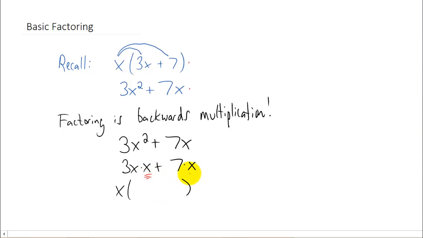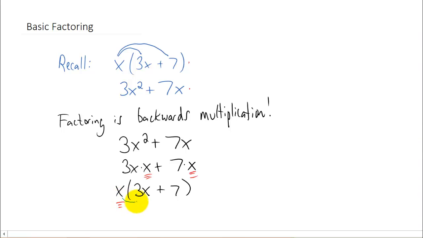We pull this x and this x out of the parentheses right there, and what we're left with inside of the parentheses is this 3x and this plus 7. Well, how do we know that what we just did was a legal operation? Well, we know how to multiply really well. So what we can do is think, what would happen if I multiply this thing back out? And we already know the answer.